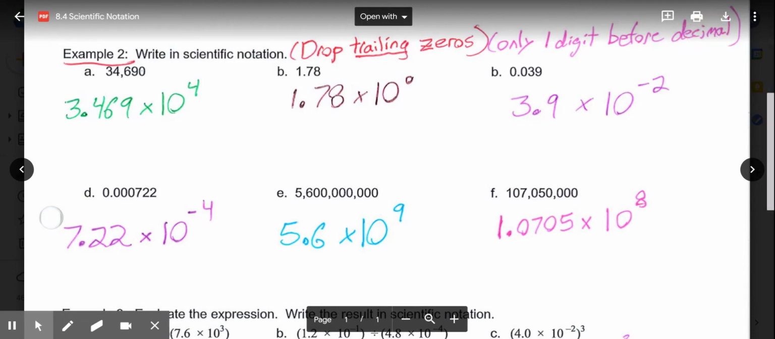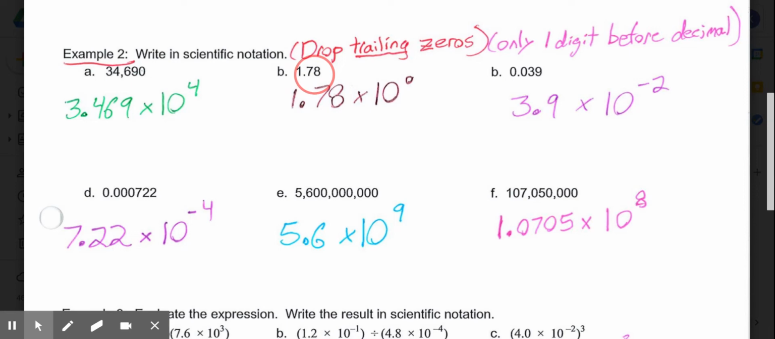So if I have 34,690, what I want to think about is only the 3 can be in front of the decimal. So this will become 3.469. And we don't have to write the final trailing 0. So the 34,690 becomes 3.469. And then we have to think, how far do we need to move the decimal back to be the original, which would be 4 places. So 34,690 in scientific notation is 3.469 times 10 to the fourth.